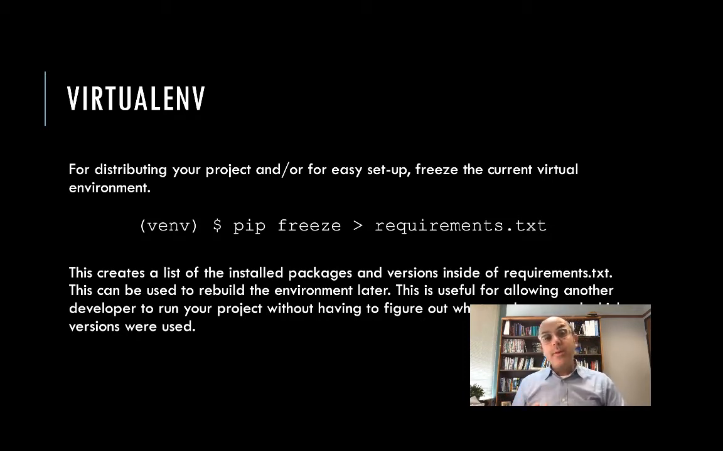So for distributing your project, you're going to create a freeze requirements text file that will create the ability to share this environment. So this can be used to rebuild the environment later. It usually allows another developer to run your project without having to figure out what packages or which versions are being used. And this is really important. Again, in the work environment, this is part of how you're going to work.